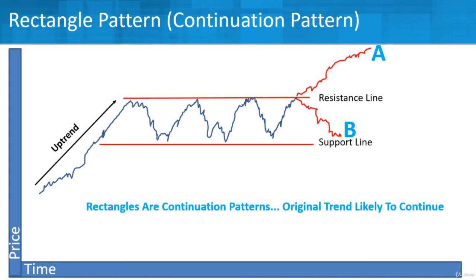Now, if it was a downtrend, it'd be the exact opposite, right? So just think of this rectangle with the line on the left flipped, where we have a downtrend, and it would break through B, break through the support level, and continue the downtrend. And you adjust your trading accordingly.